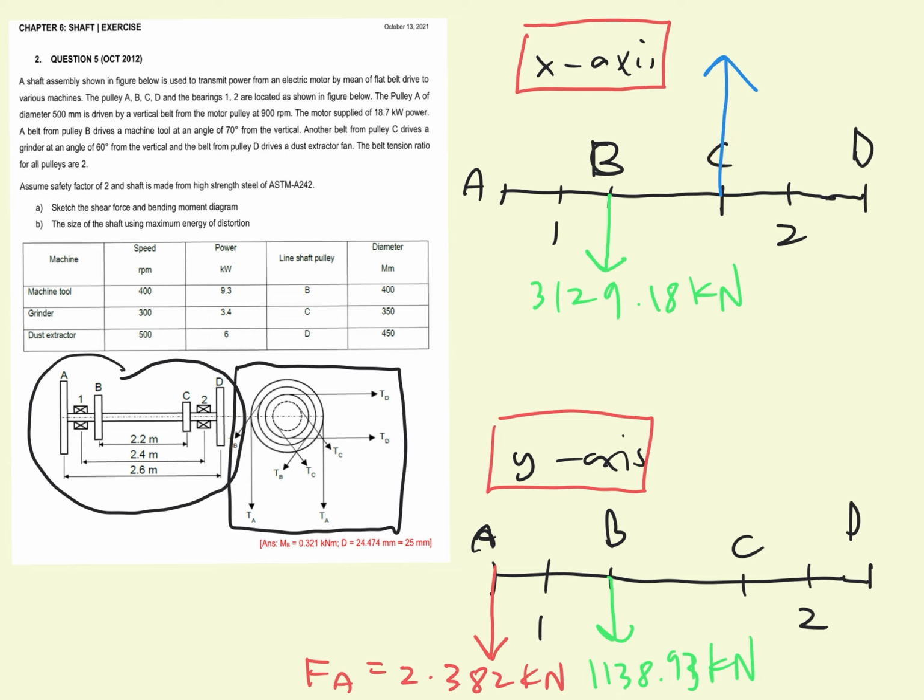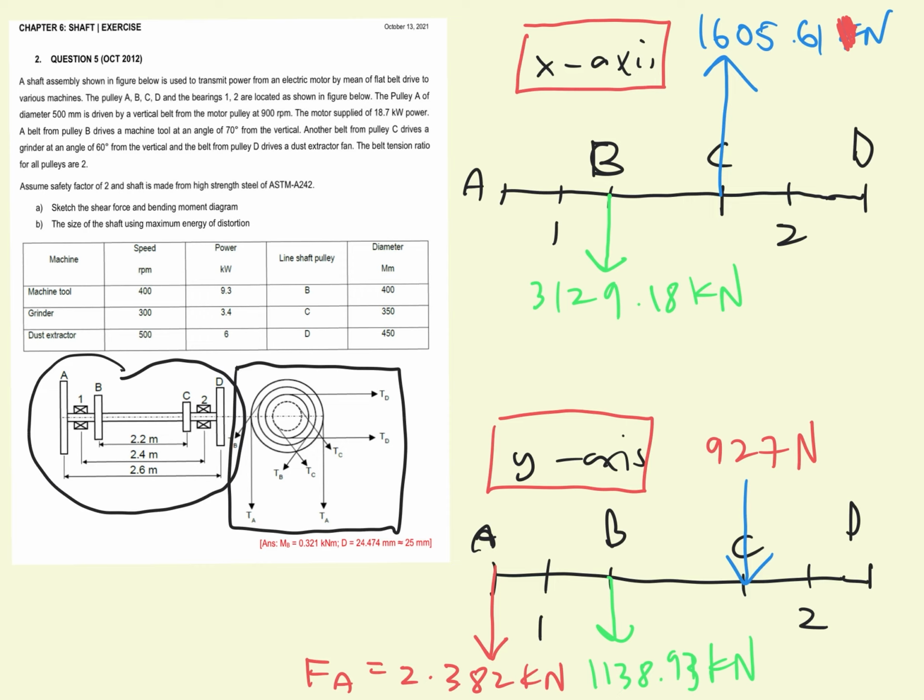And then the value is 1605.61 Newton. And then for the y-axis, we know that the force is acting vertically downwards, so it will become negative. And then the value is 927 Newton. Sorry, this is not kilonewton but Newton.